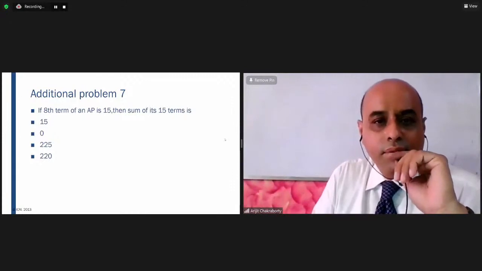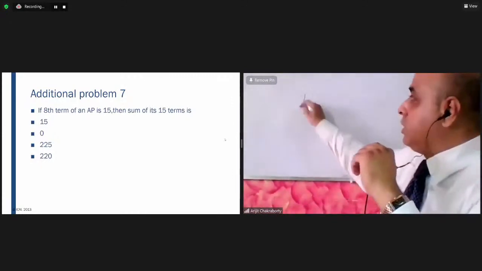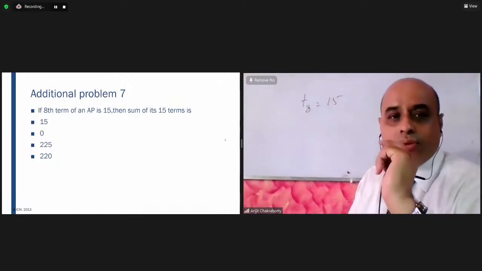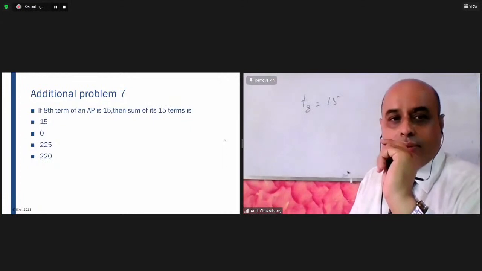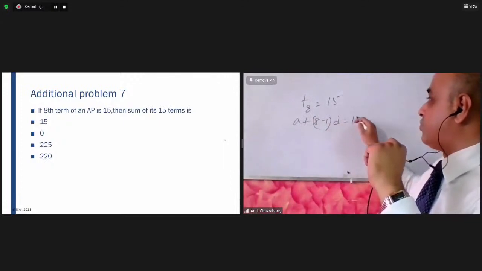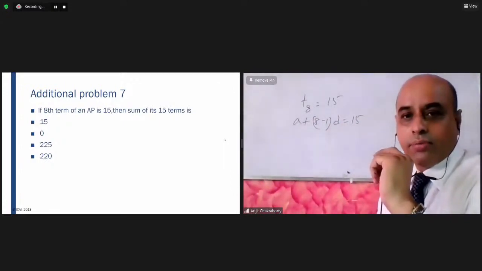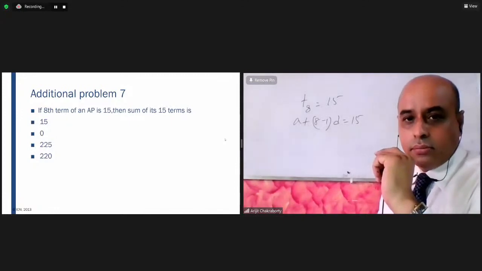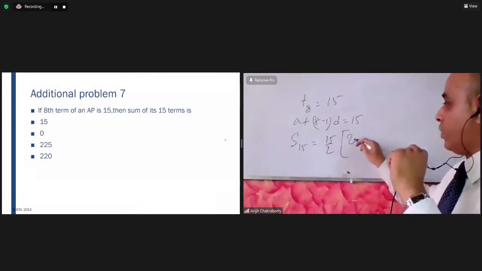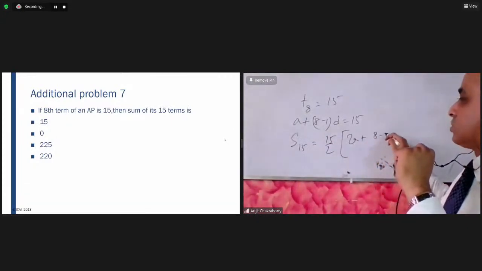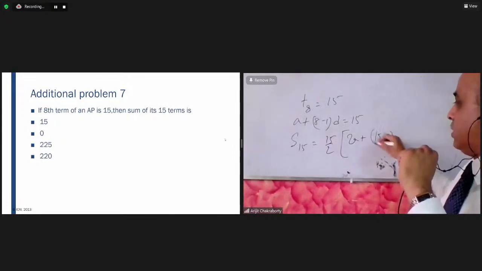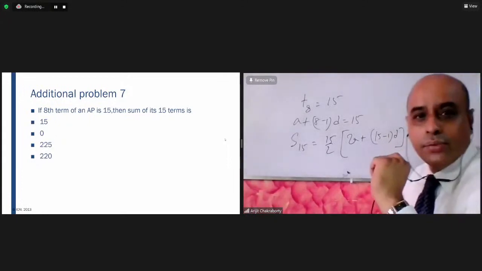If the 8th term of an AP is 15, what is the sum of its 15 terms? So T8 equal to 15. It's an AP, please note. Sum of its 15 terms will be how much? 8th term is 15. So we can write A plus 8 minus 1 into D is 15. We have to find the sum of its 15 terms. So S15 is equal to 15 by 2 into 2A plus, sorry, 15 minus 1 into D. This we have to find out.